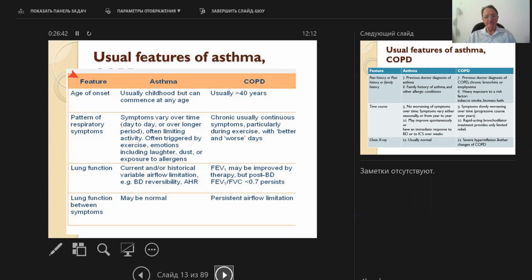Pattern of respiratory symptoms in case of asthma: symptoms vary over time, day to day, and over a longer period, often limiting activity, triggered by exercise, emotion, including laughter, dust, exposure to allergens. And in case of COPD, symptoms are persistent. The main symptoms are cough and dyspnea, persistent each day, but I never say all day long, but present each day. It may be better days, good days, worse days. Patient has some influence of several factors, but symptoms are present each day.